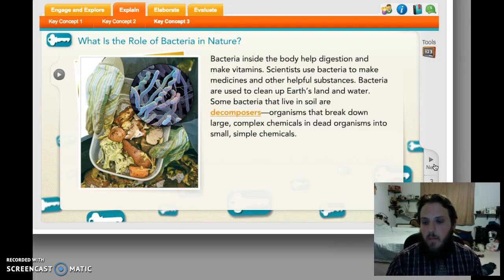Decomposers are, well, they're all organisms, but some bacteria are decomposers, and they are what causes leaves to break down when they fall. They are what causes trash to break down into base elements, anything to break down into more simple chemicals after they're dead. A lot of times bacteria has a hand in that.